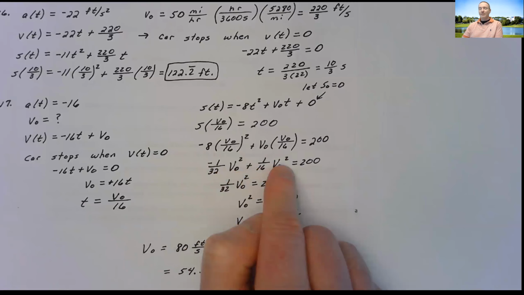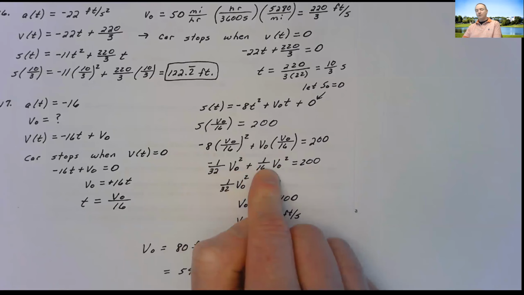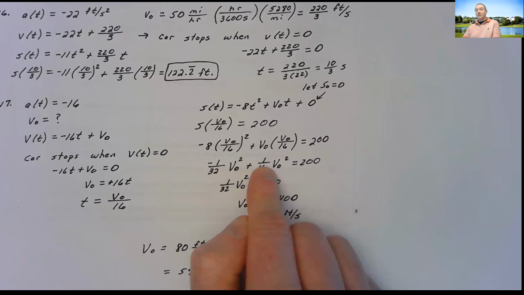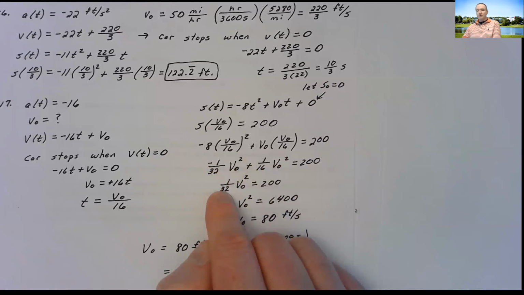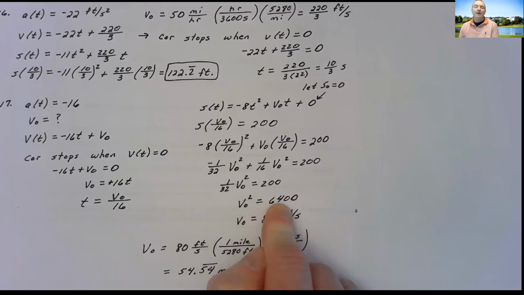It's easy to combine the left-hand side now because 1/16 is the same thing as 2 over 32. Negative 1 over 32 plus 2 over 32 gives me 1 over 32 times v sub 0 squared equal to 200. Multiply by 32 on each side, and v sub 0 squared is equal to 6,400. Take the square root of both sides, and v sub 0 is 80 feet per second.